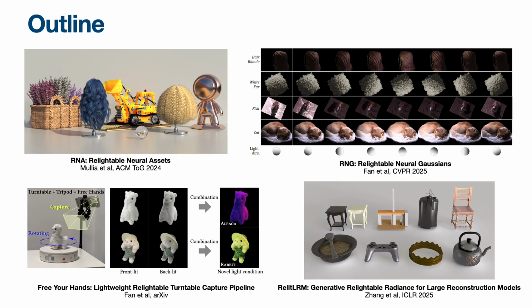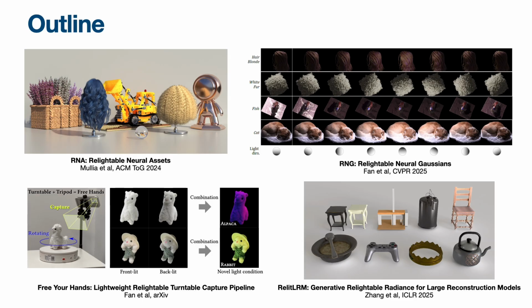I'll talk about 4 recent methods. One is called RNA, Relightable Neural Assets. It will be presented at SIGGRAPH, even though the work has been around for a while. Then Relightable Neural Gaussians, which is work presented right here at CVPR 2025, which generalizes RNA to any geometry.